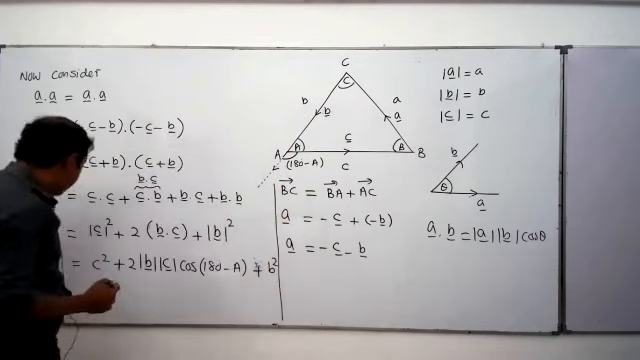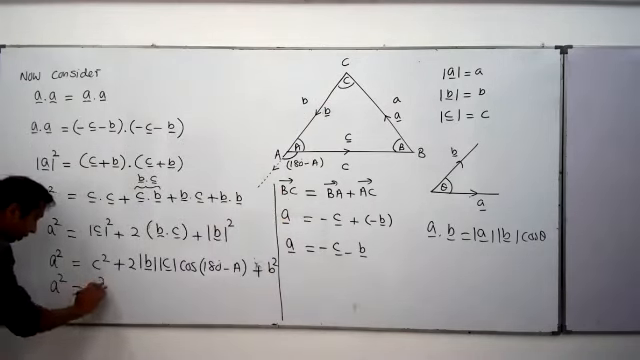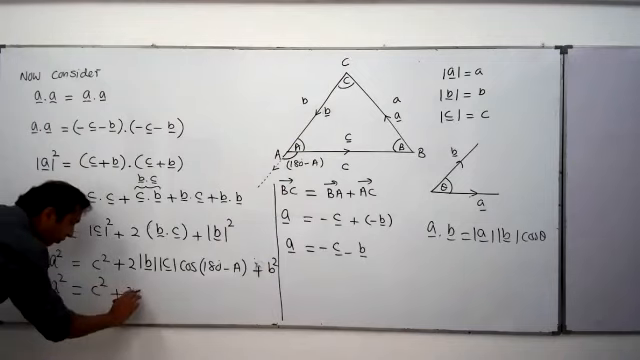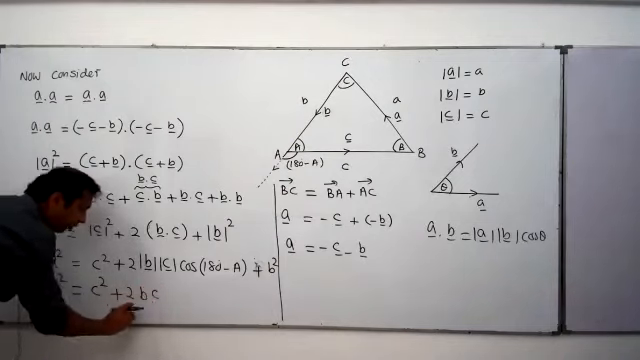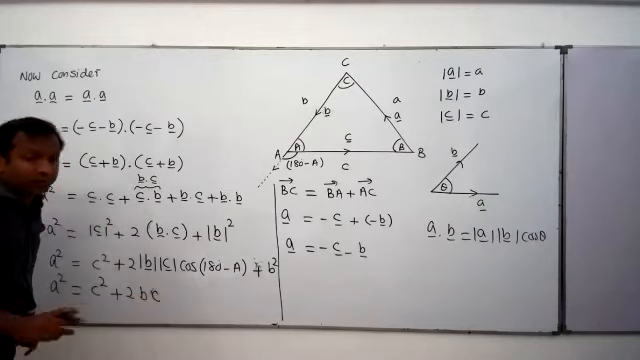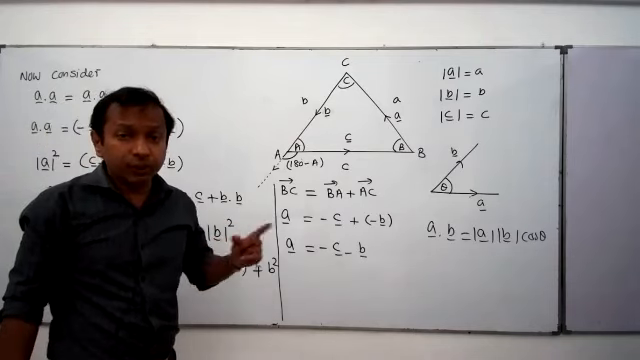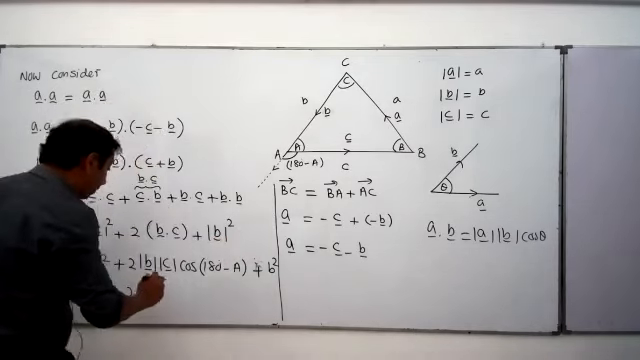Right. Now simplify this, people. A squared equals C squared plus 2. Mod B is simply B. Mod C is simply C. Right. Cos 180 minus A. What is cos 180 minus A, people? Cos 180 minus A is minus cos A. Right, this is minus cos A.